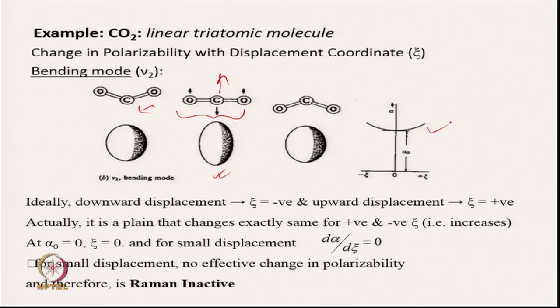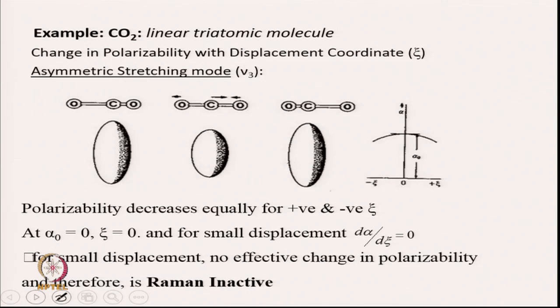Now, if you look at this case, where we are bending both CO towards downward, again the volume of the ellipsoid is decreasing, and that means polarizability is increasing. So, you get this kind of curve when you plot alpha versus E. Now, if you go to the equilibrium position and draw a slope for a small displacement, you will see that the slope is 0. What does that mean? d alpha by dE is equal to 0. So, for a small displacement there is no effective change in polarizability, and therefore the bending mode is Raman inactive.